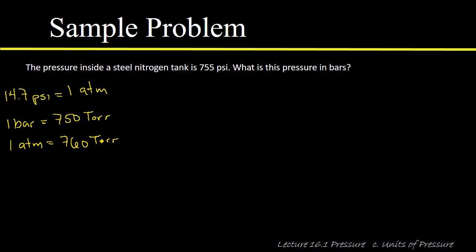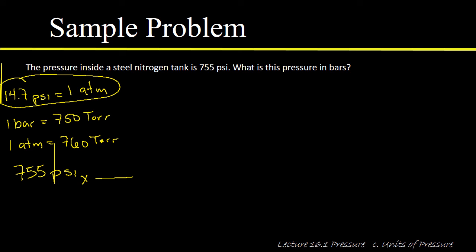We'll put in all of these conversion factors. Got 755 psi. We use this first conversion factor up here. We want the psi to cancel, so we'll put psi on the bottom. 14.7 psi and 1 atmosphere on the top. Okay, that will allow us to convert from psi to atmosphere.